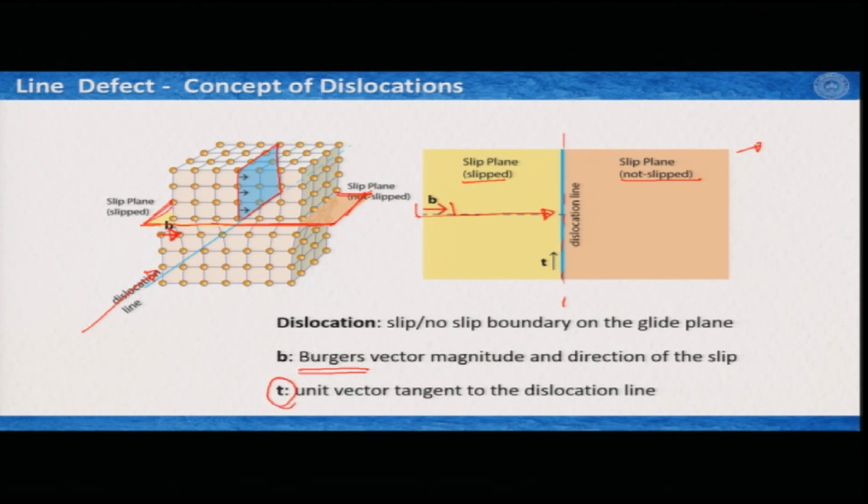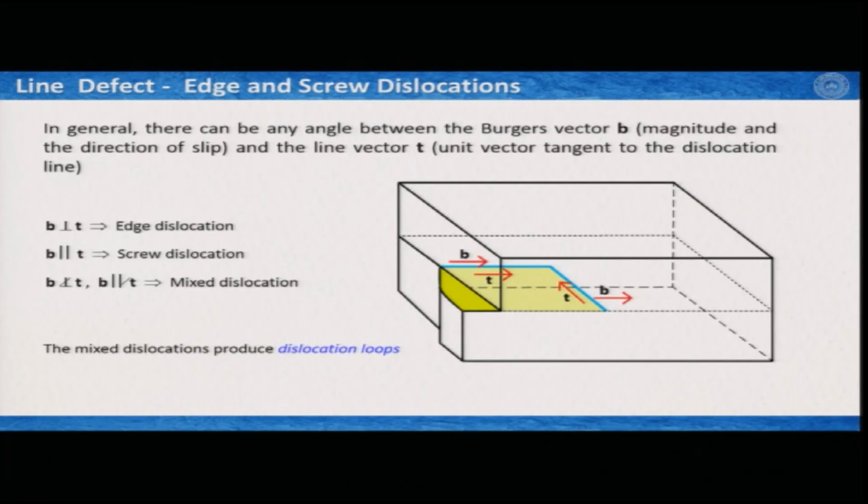We can introduce another vector here, which is T, the unit vector tangent to the dislocation line. Now, in this case, the Burger's vector and this tangent vector are perpendicular to each other. When they are perpendicular, this is known as edge dislocation, where the direction of the Burger's vector is perpendicular to the dislocation line. Here is an example: B and T could have any angle between them. The Burger's vector gives the magnitude and the direction of the slip, and the line vector T is the unit vector tangent to the dislocation line.